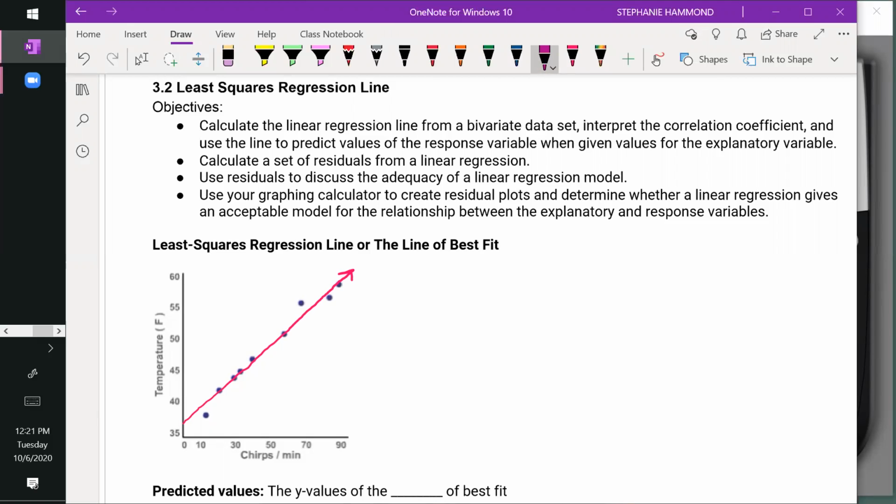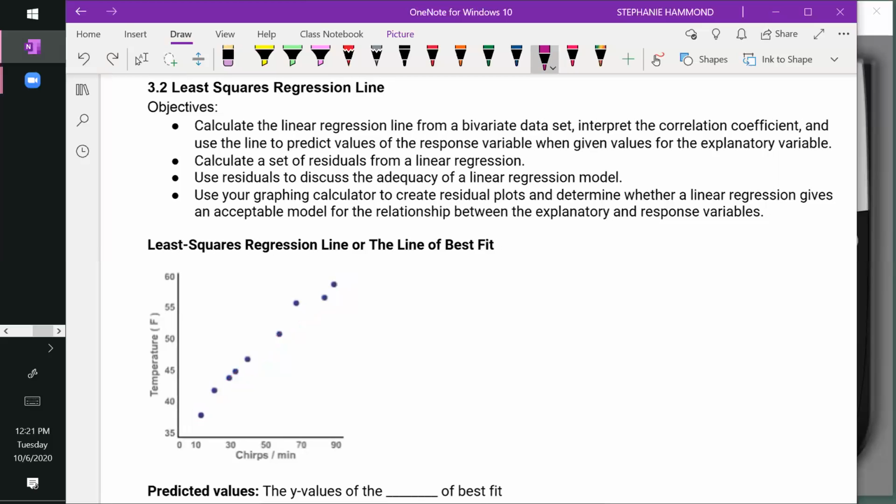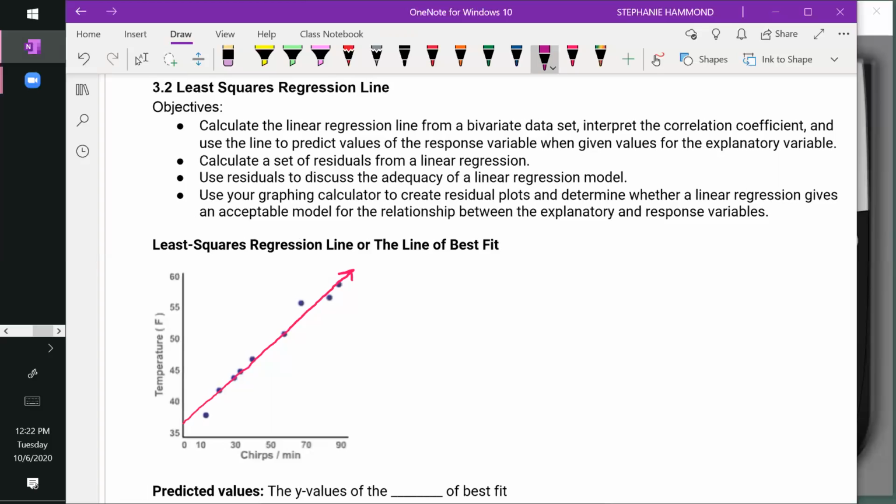So like, for example, before I drew that line there, I only knew about the temperature at 12 chirps per minute, this is maybe 15 chirps per minute. This one looks like 30 chirps per minute, and so on. I only have data for those points. When I draw my line of best fit, I can now make predictions for, say, what's the temperature when there are 50 chirps per minute. 50 chirps goes to the line here, which corresponds to 50 degrees Fahrenheit. So even though I don't have a data point for 50 chirps per minute, we can make a prediction based on this line of best fit.